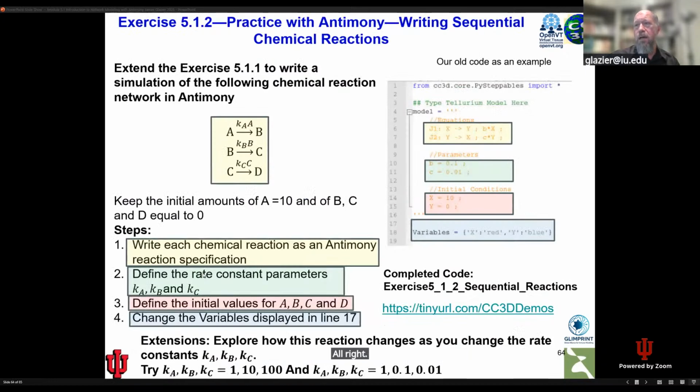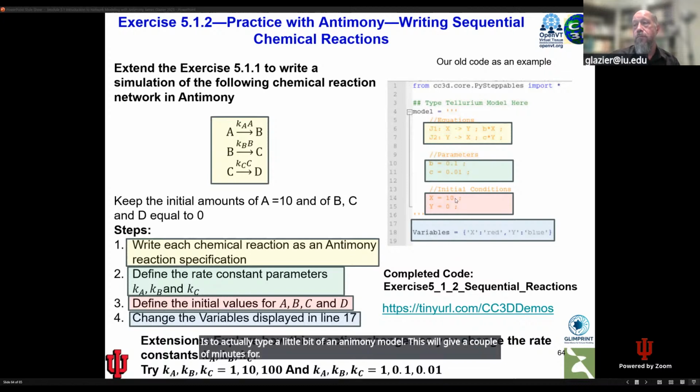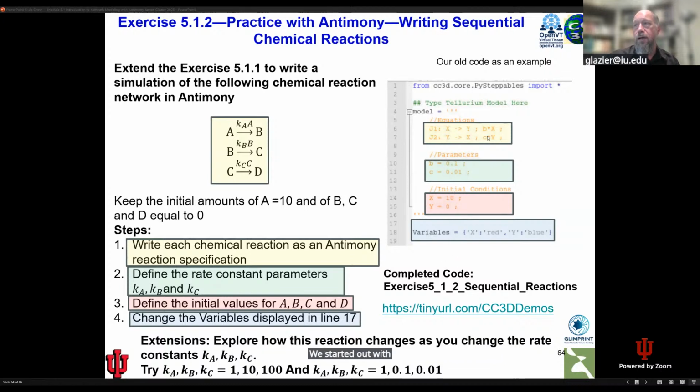The next thing that I want you to do is to actually type a little bit of an Antimony model. This will give a couple of minutes for. We started out with X goes to Y, Y goes to X. Here's what I want you to type. I want you to type A goes to B, B goes to C, C goes to D.